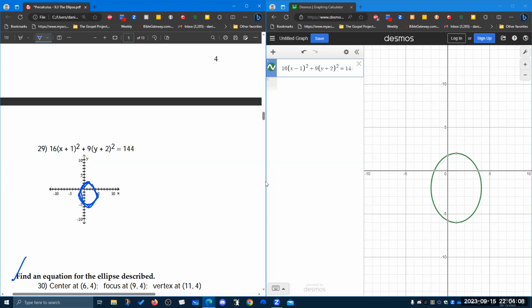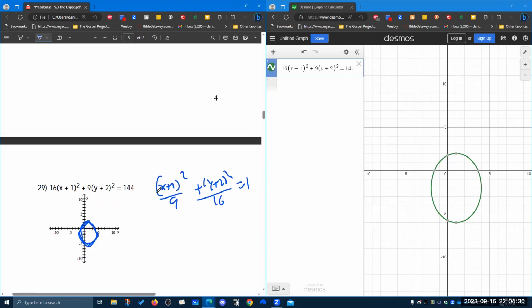The equation here, x plus 1 squared over 9 plus y plus 2 squared over 16 equals 1. And that's going to be it for this video. We'll come back and do just a little bit more where we try and use the graph to get the equation next time.